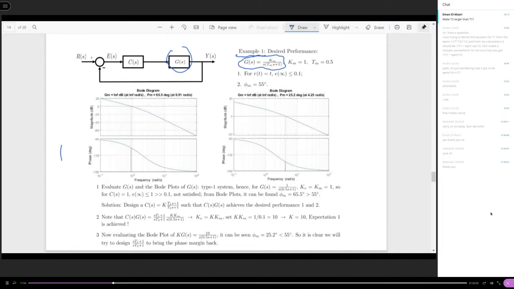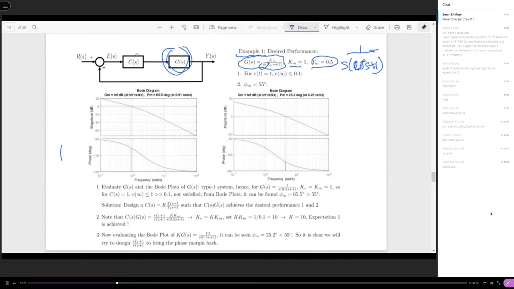This motor's model, you can see that the motor has an integrator, right? And with the KM and the TM values as given here, eventually you get a model like one over S times 0.5 S plus one. That is the model here.